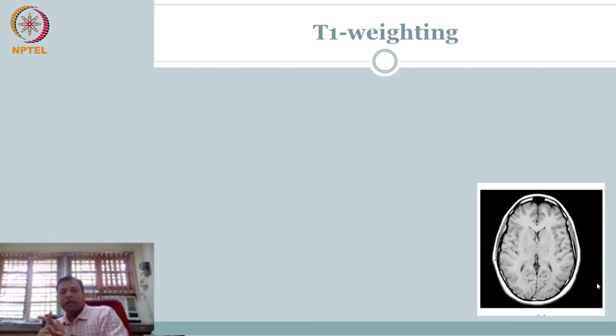So if you want to minimize the effect of PD, what was favoring PD? Long TR favored PD. So here we want to minimize the effect of PD and maximize the effect of T1 differences in rise time. Then I shouldn't wait for long. If I wait too long for repeating, everything would have come to the maximum, and you won't be able to differentiate the different properties of T1.